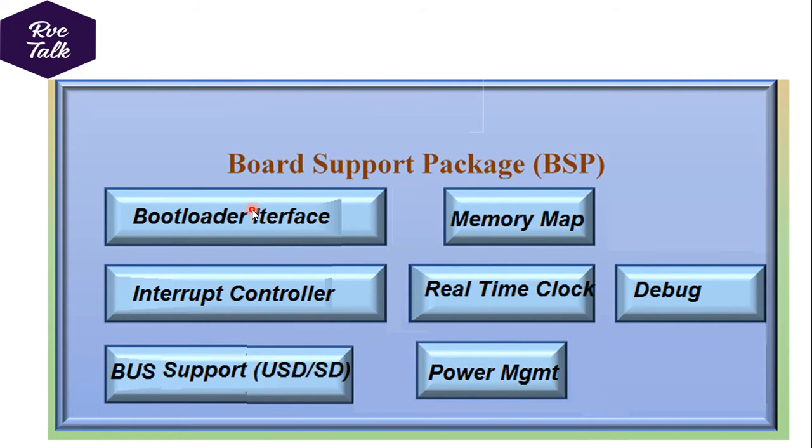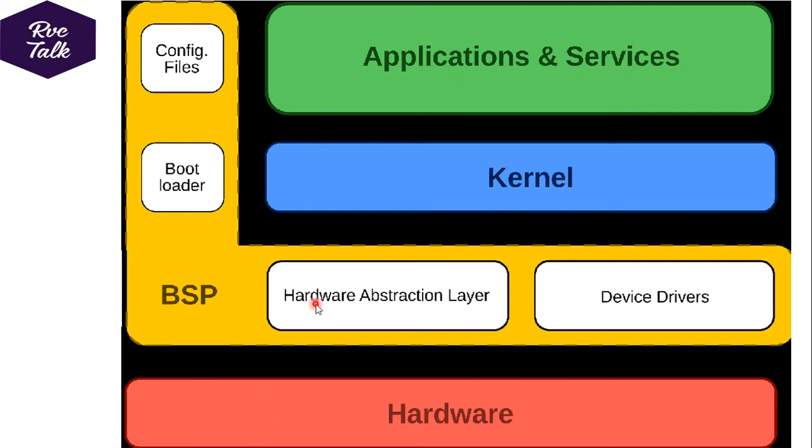So it has two major functionalities, which can be classified into two parts: mandatory and optional functionalities. The mandatory functionalities are initializing the hardware. Basically, when you switch on a board, the bootloader interface initializes the hardware, loads the kernel, and passes the necessary information from the bootloader to the kernel. So these are the mandatory functionalities.